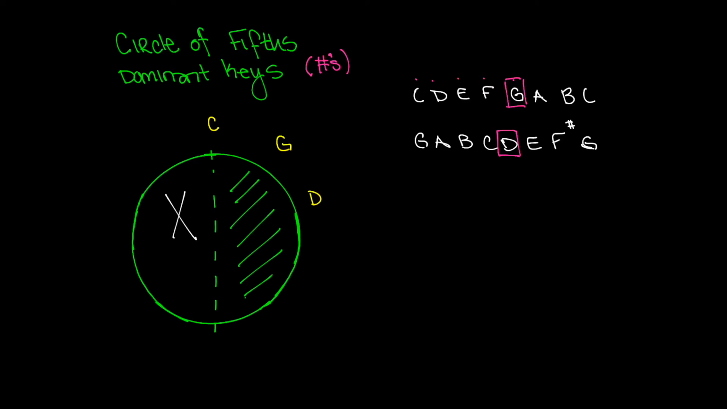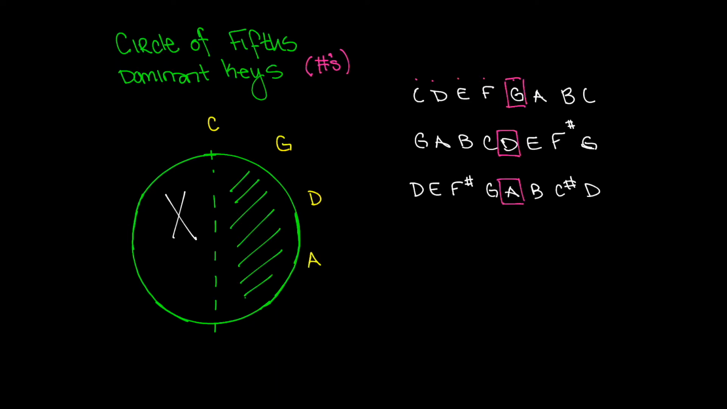Let's go ahead and do a few more. Now we start again with D. So I go D, E, F sharp, G, A, B, C sharp, and then back to D. I want to point out the 5th degree of D major, and it is A major. I'm going to write that out over here.